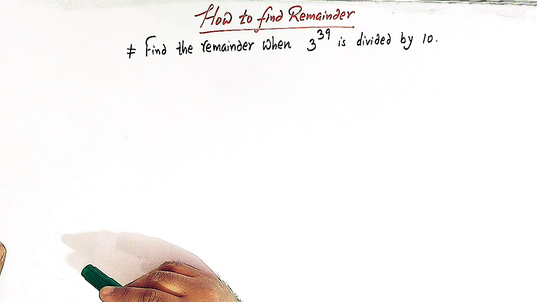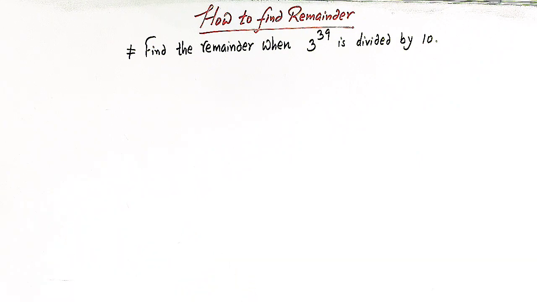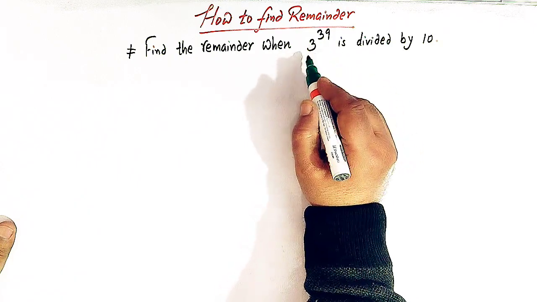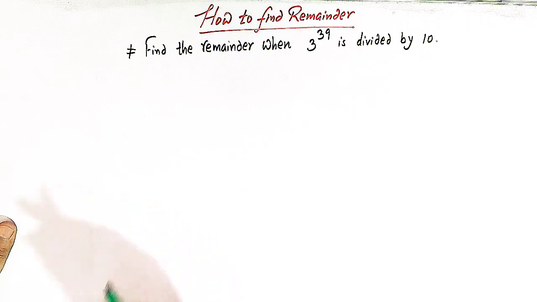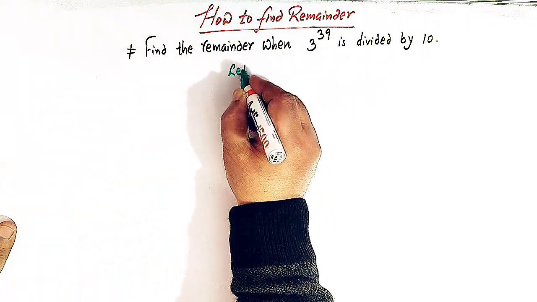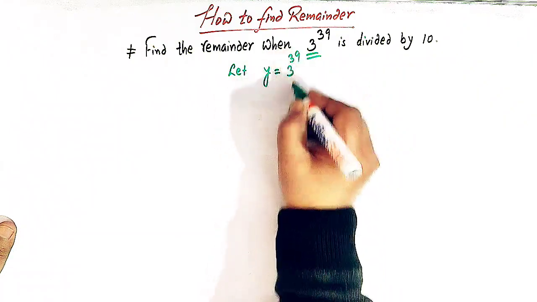So in this class we'll learn the concept how to solve these type of problems. So let us start and let us take these problems one by one, and we'll also see the concepts when we solve these problems. So here we have to find the remainder when 3 raised to 39 is divided by 10, right? So we'll take this number as y. So let y is equal to 3 raised to 39.